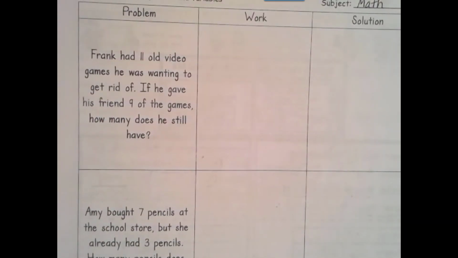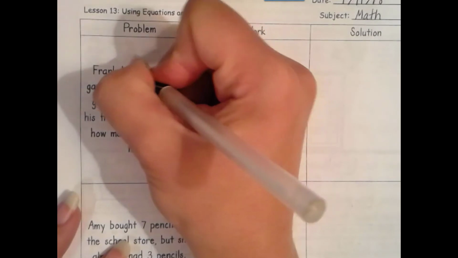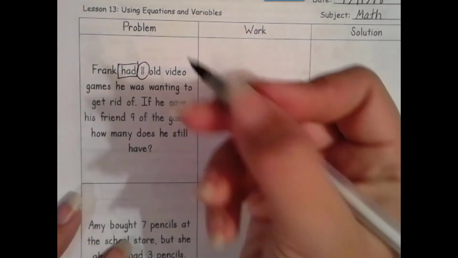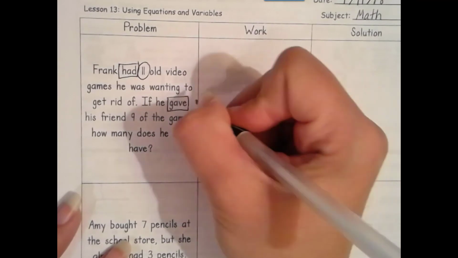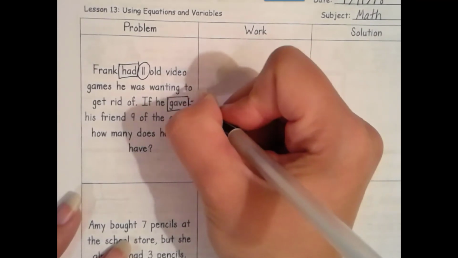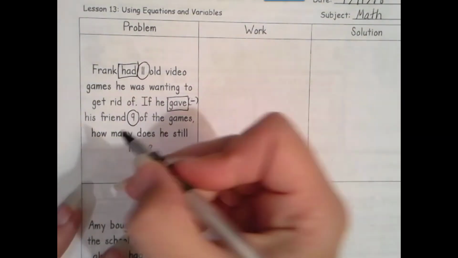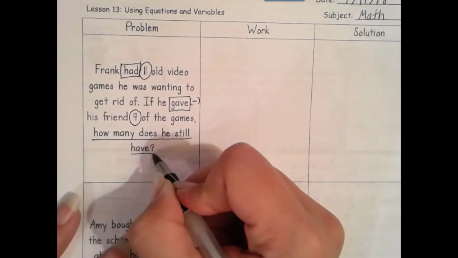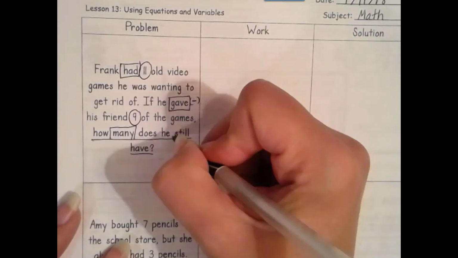Alright, so our first problem here. Frank had 11 old video games he was wanting to get rid of. If he gave, so this is his total, gave, that tells me subtract, his friend 9 of the games, how many does he still have?